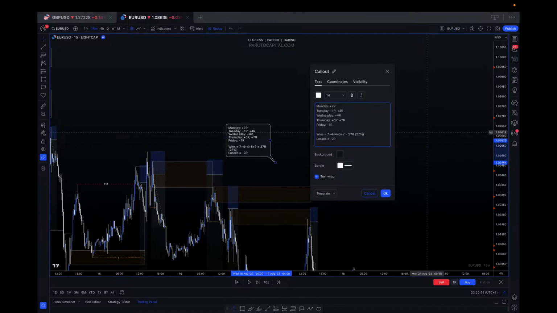I usually risk 0.5%, so essentially that's half of that, which is 13.5%. The losses will be minus 2% if you're risking 1%, or minus 1%. So at the end of the day, the total will be either 25% or 12.5%, and that is essentially it.